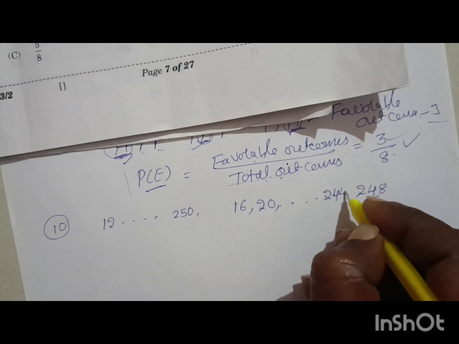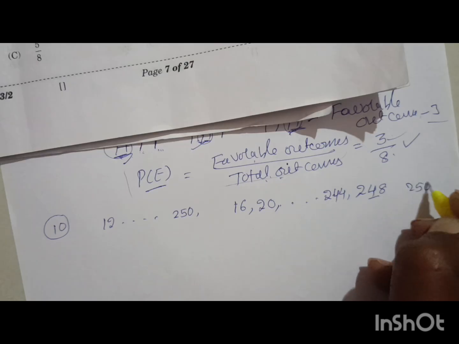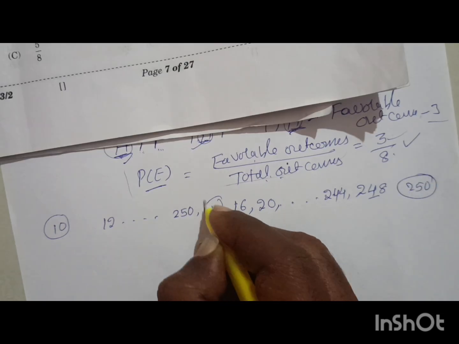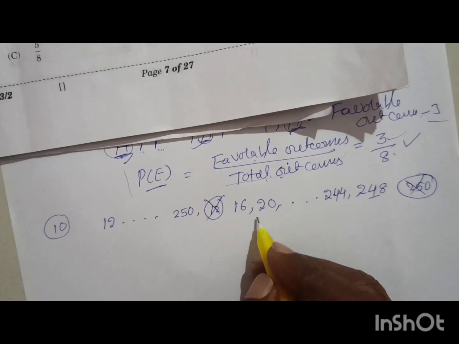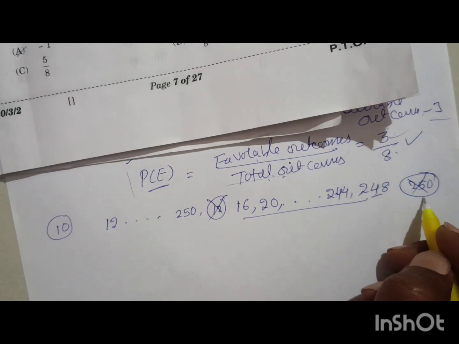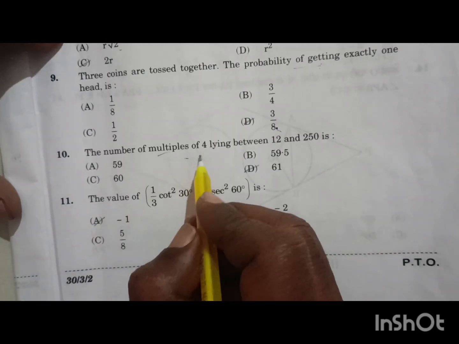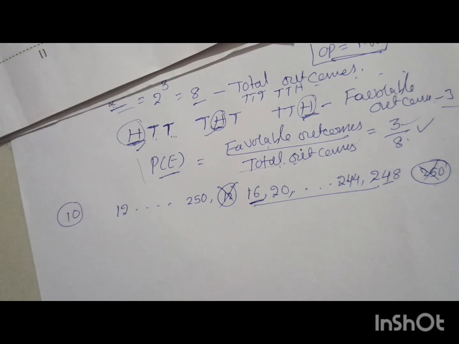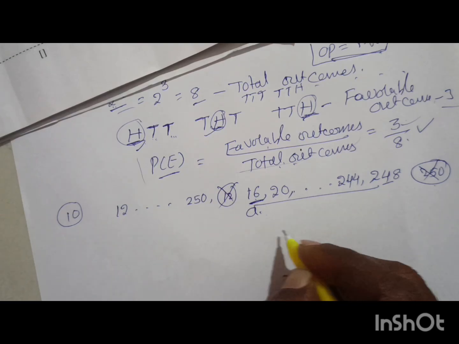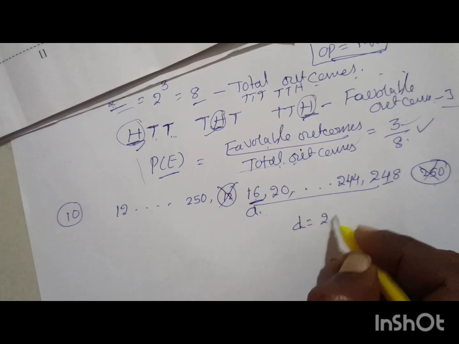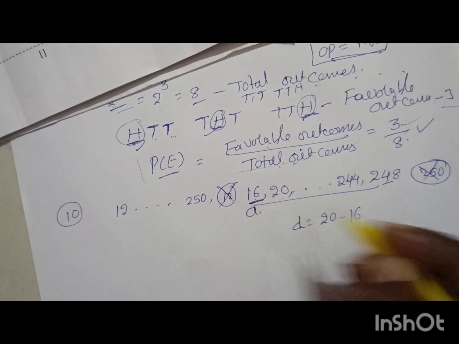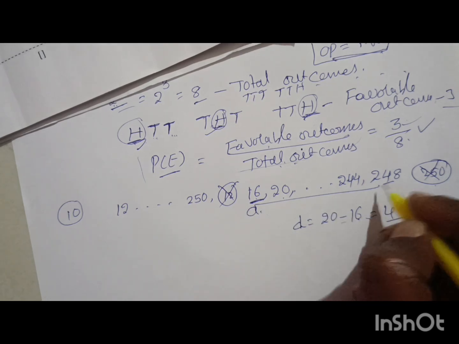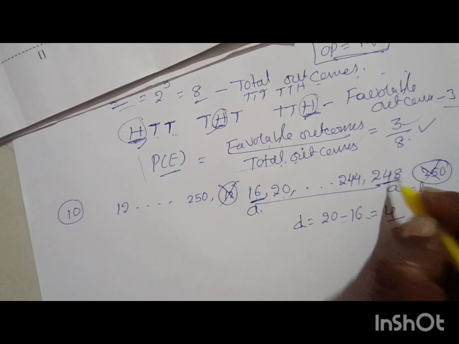Here 12 is not included, so multiples of 4. Why 12 and 250? Because the given range is between 12 and 250. Then we take the first multiple of 4, which is 16. Now a is 16, and the common difference d equals second term minus first term, 20 minus 16, so d equals 4. The last term l equals 248.